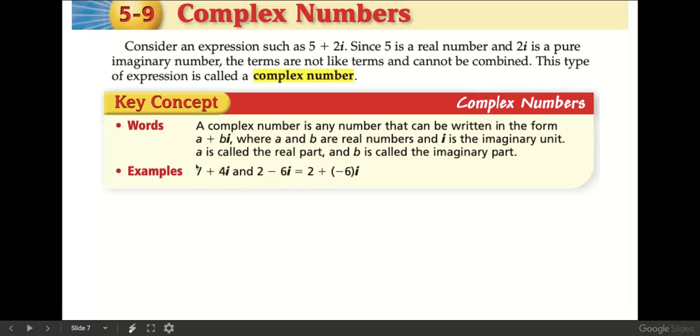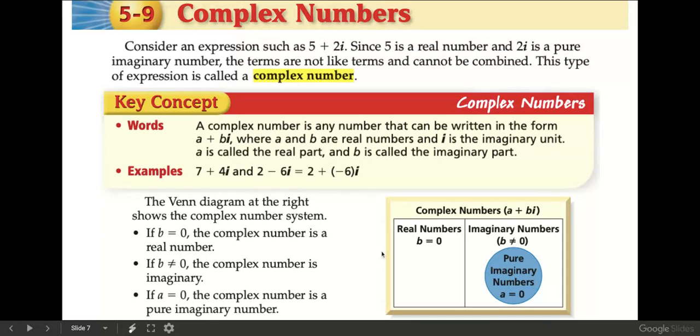So the real part here is 7, the imaginary part is 4i. Here the real part is 2, the imaginary part is minus 6i. And you could write it as minus 6i or plus negative 6i. Either way it means the same thing.